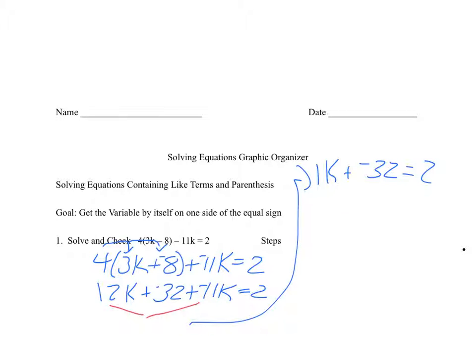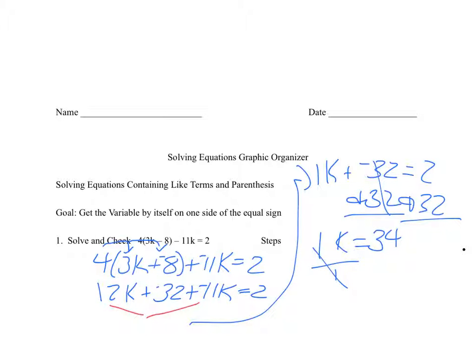At this point, it's everything we've been working on so far with solving equations. Move the piece without the variable first by adding the opposite. So I'm going to add positive 32 to each side. So 1k equals 34. Divide each side by 1 to undo multiplication, and I get k equaling 34. And that's what I'm thinking is my answer.